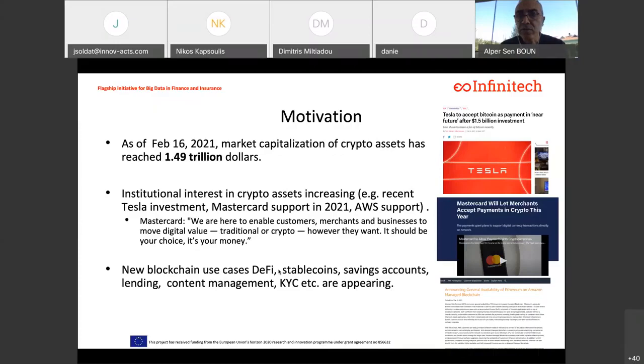Actually, the talks that you have seen so far in the workshop today show aspects of KYC and consent management, and there are other use cases such as savings accounts, stable coins, decentralized finance. So there are tons of applications of blockchains emerging. We'll see in time which ones take a strong footing. But in any case, crypto assets are there, and it's a big market.